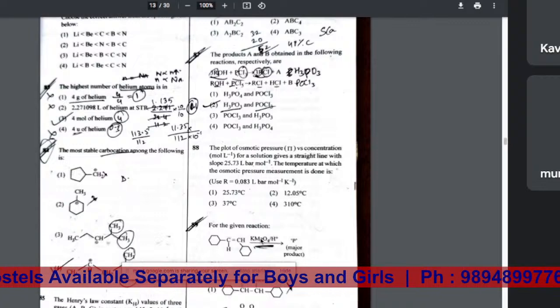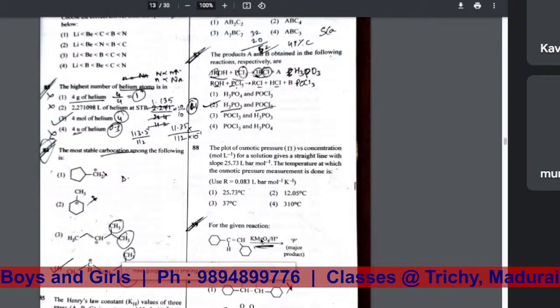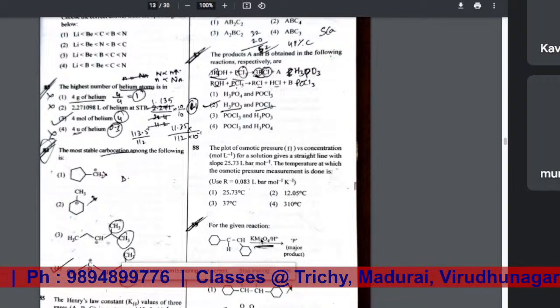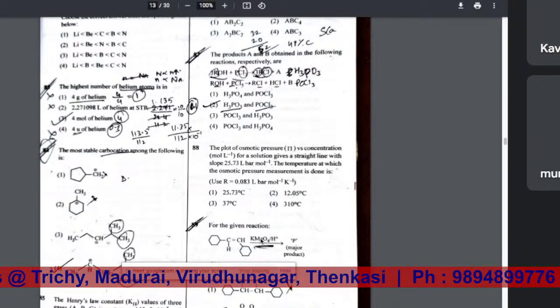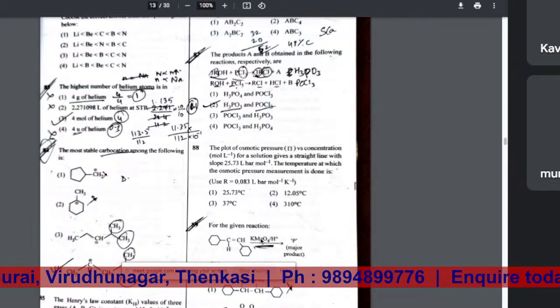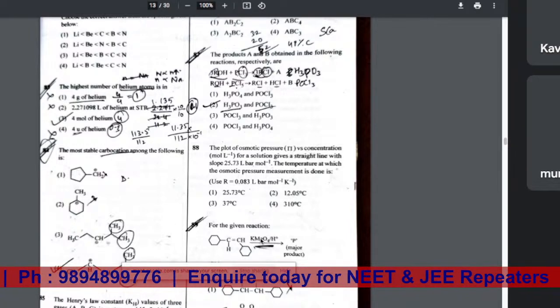Question number 88. The plot of osmotic pressure versus concentration in mole per liter for a solution gives a straight line with slope 25.73 liter bar per mole. The temperature at which the osmotic pressure measurement is done is. So we know that osmotic pressure pi is equal to CRT.